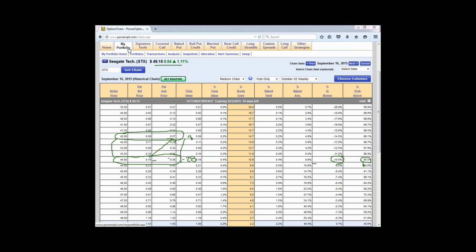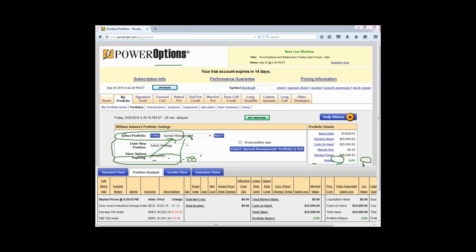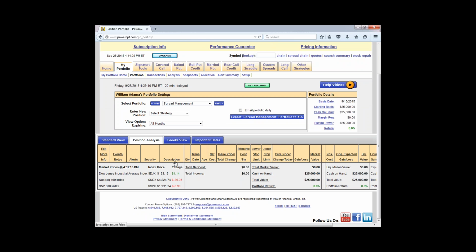So I'm going to go back to the portfolio now. Let me clear up our drawings. And I need to add this position from scratch. So I'm just going to go into Select Strategy. I'm going to select Bull Put Credit.